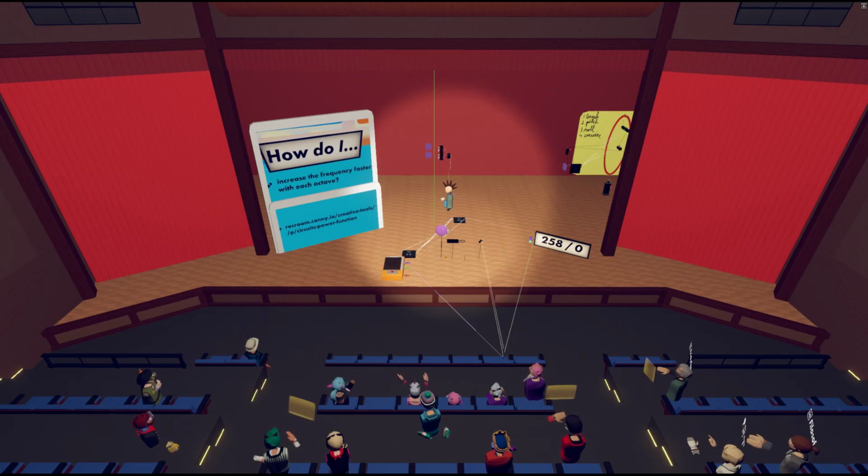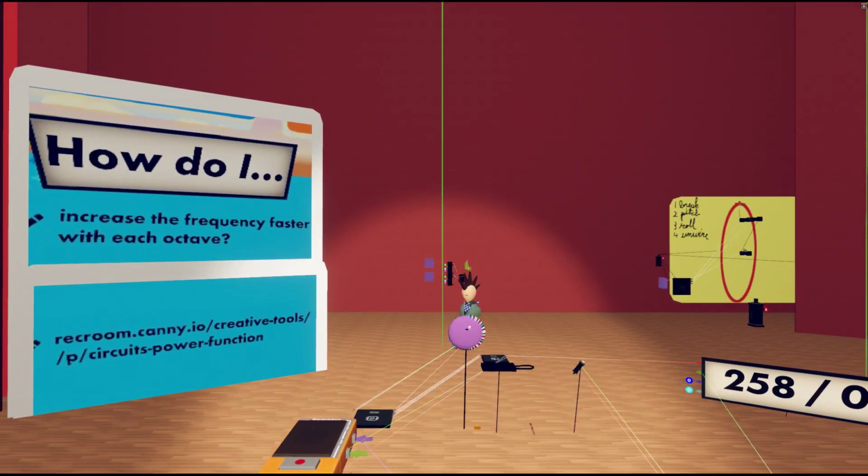So the question was, how do I increase the frequency faster with each octave? And the answer is a very specific mathematical function. It's an exponential function. I had to use a function of the form 2 to the power of x, where x is the variable, and the variable is coming from the bowling pin. So I needed to do 2 to the power of x. Again, you're going 20, 40, 80, 160, multiplying by 2 every time. That's 2 to the power of x.